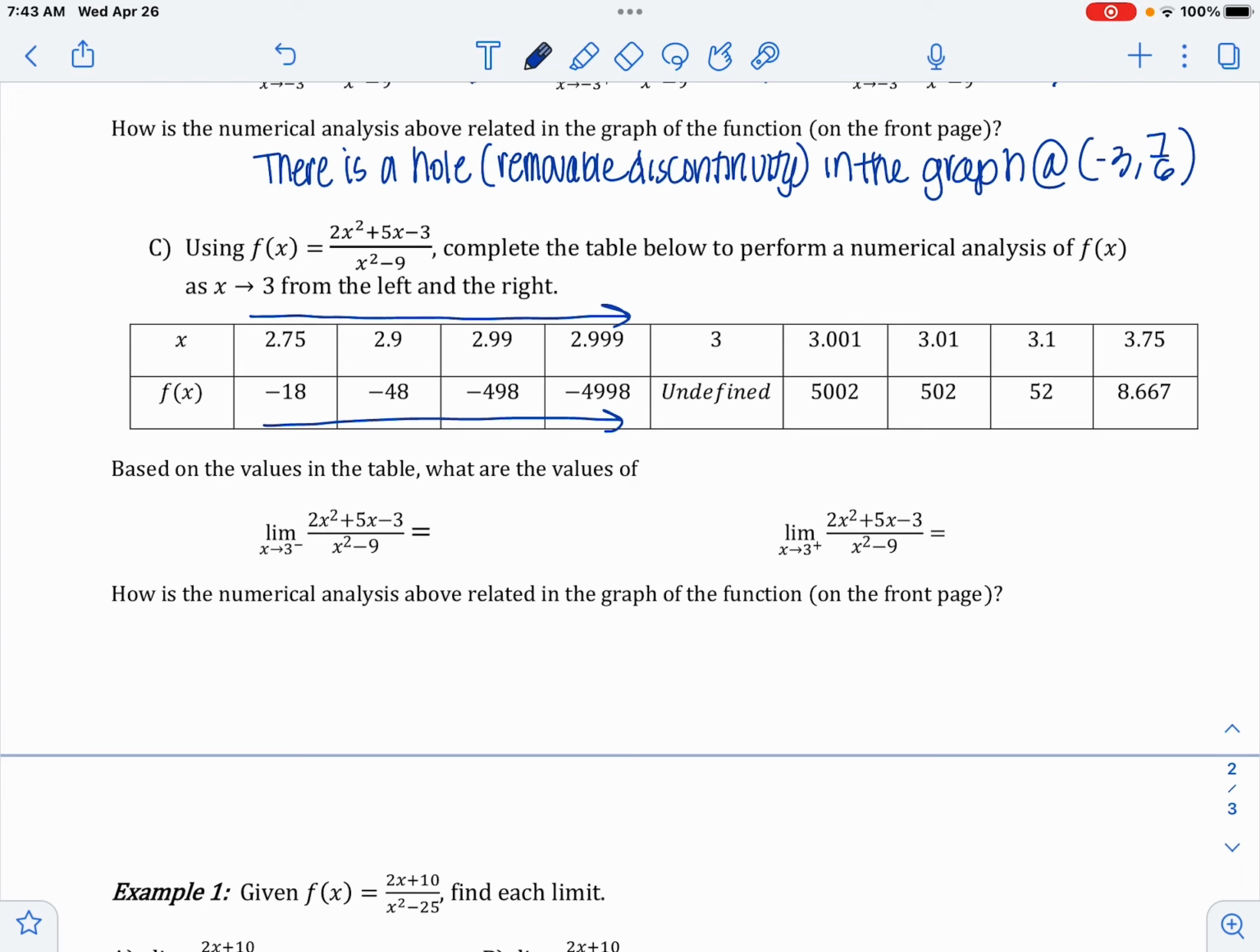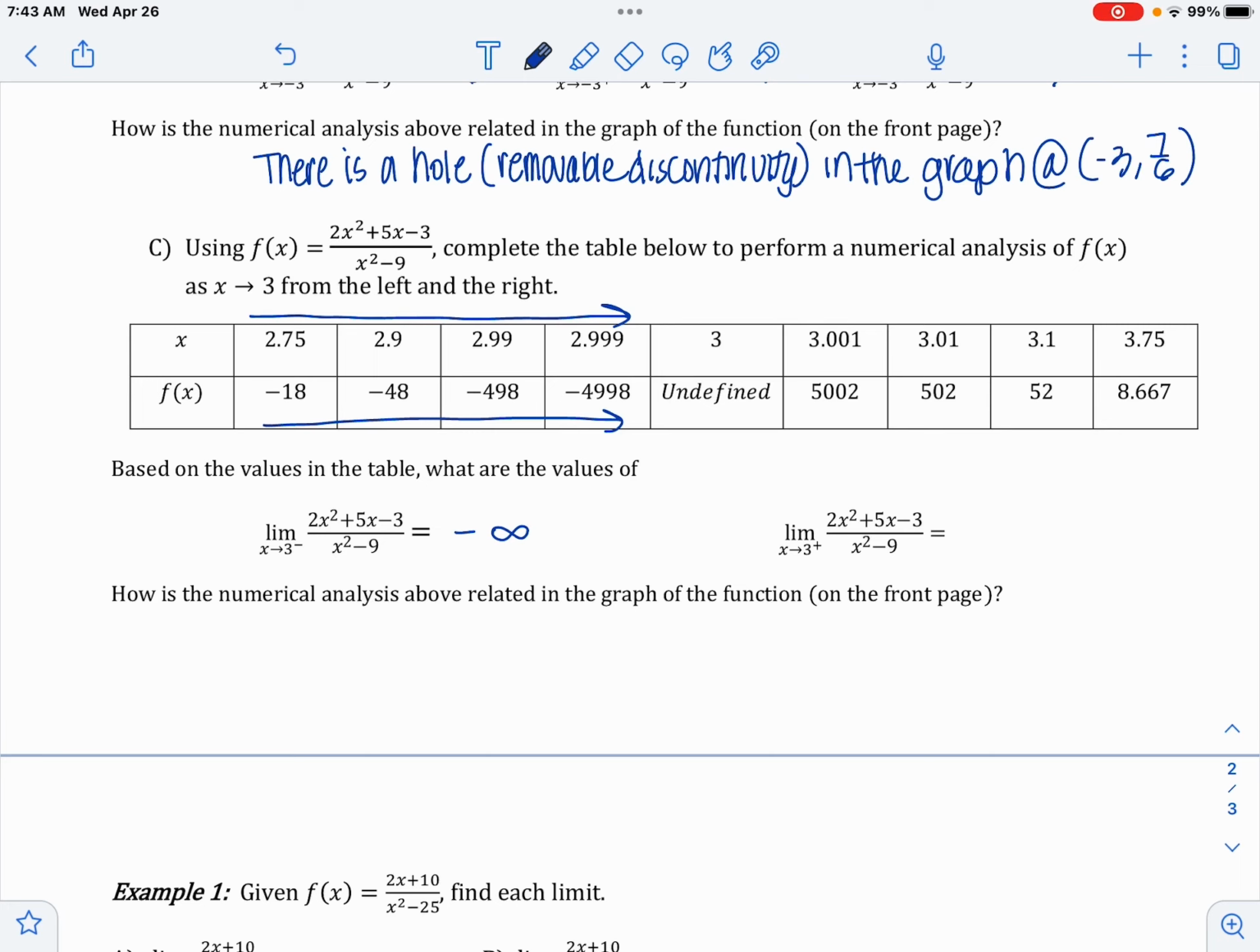And so I guess I can call it small, but -4,998, like it's going to keep getting closer and closer and closer, arrow pointing downward. That was a terrible description, but I tried. So that is -infinity. Okay, so the numbers are increasingly getting smaller and smaller and smaller.